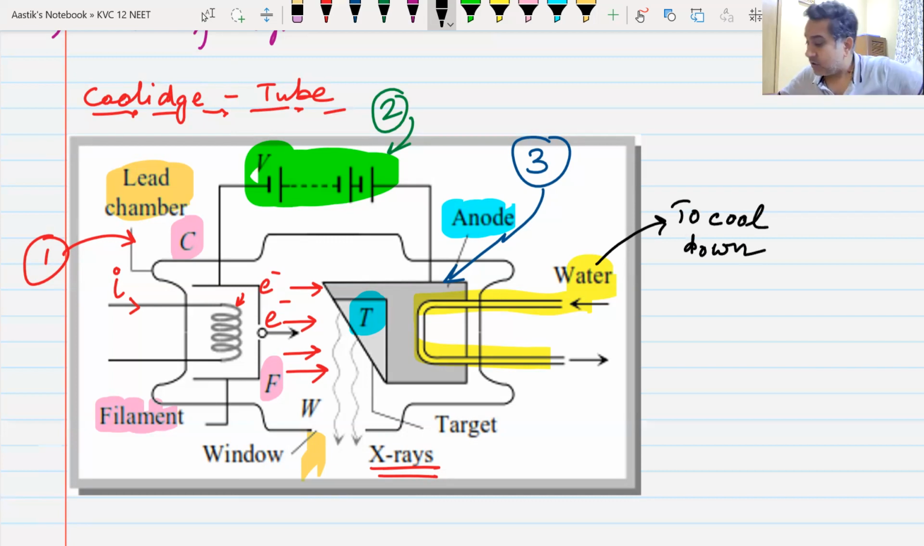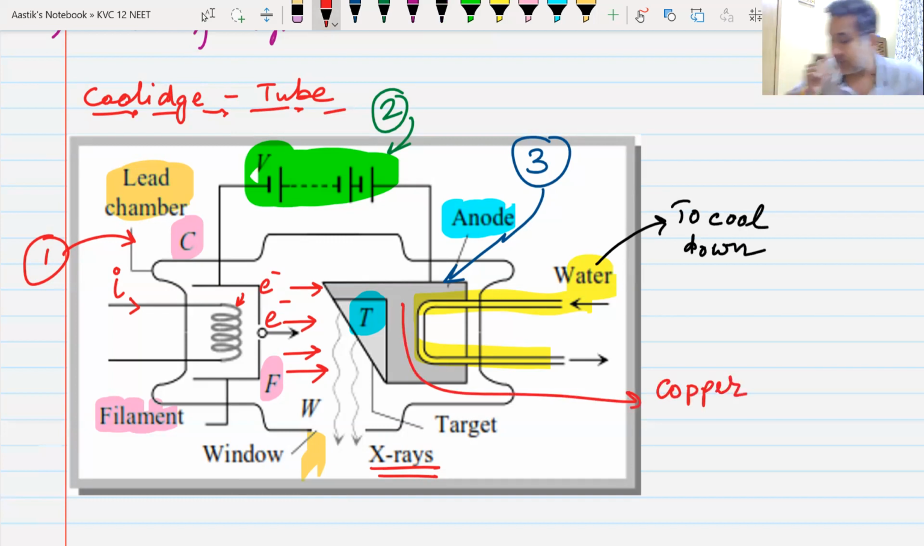Actually, this target is covered by a casing that is made up of copper. Copper is a good conductor, so it conducts heat quickly out, and this copper chamber is cooled by this water. So that is why this water is here. So now we have covered all the aspects of this Coolidge tube. Do we understand this? Yes or no?